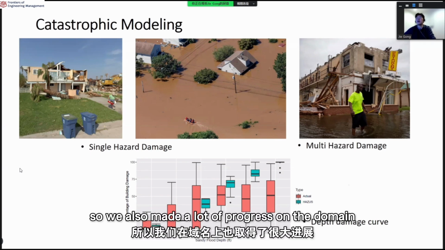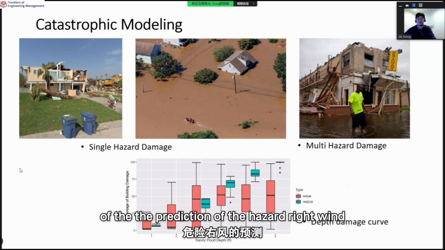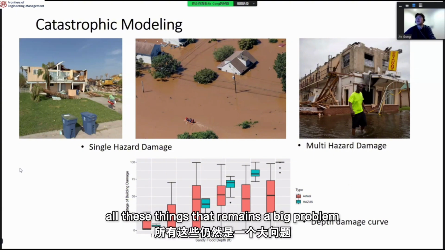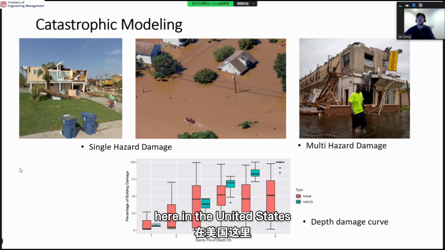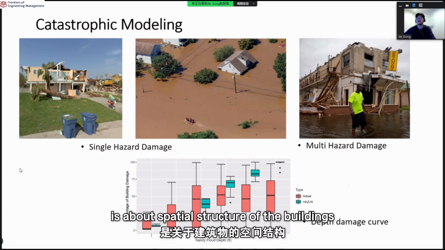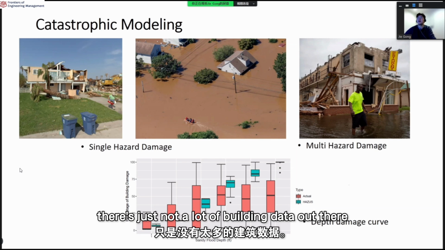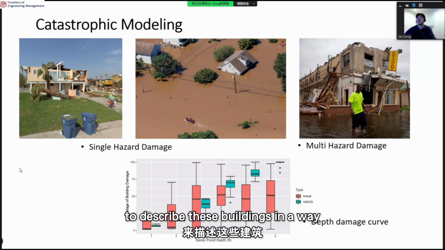We have also made a lot of progress in predicting the hazard, wind speed, flooding depths, and all these things. The remaining big problem in the United States is the spatial structure of the buildings. There is just not a lot of building data out there to describe these buildings in a way that can improve these predictions.